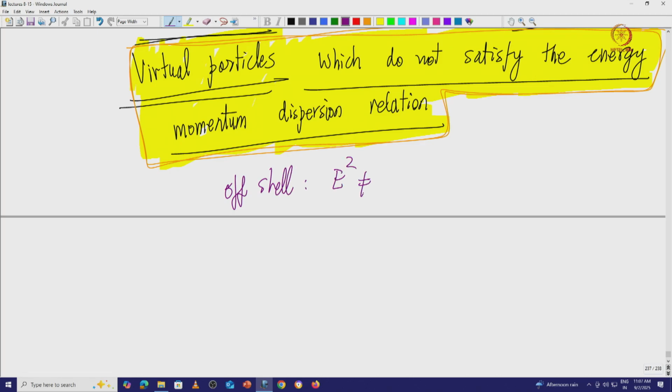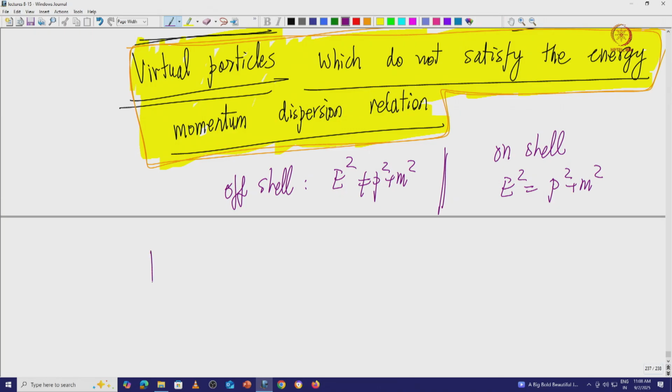E square is not equivalent to P square plus M square. So, these are particles which are called off shell, they are not on shell, whereas on shell particles satisfy E square is equal to P square plus M square. Off shell means that they do not satisfy the energy momentum relation, because they contain all possible solutions, including the one where you have put in a delta function interaction. So, they are not essentially equivalent.